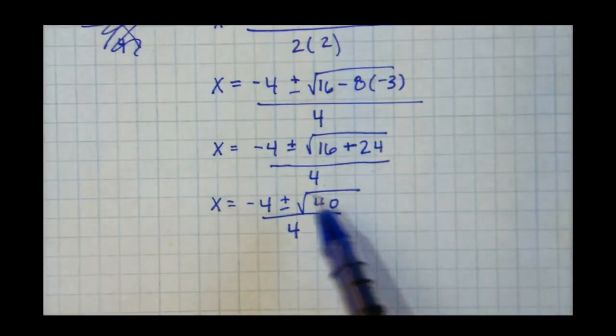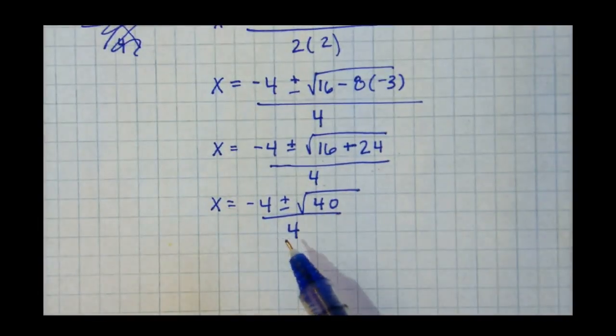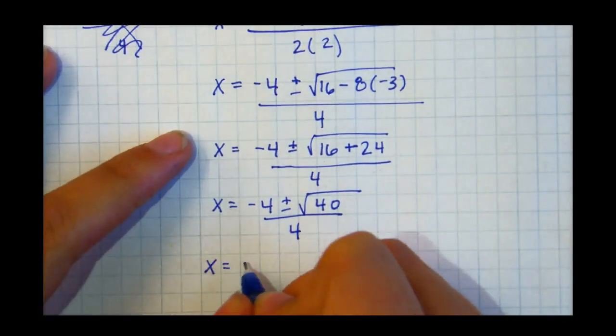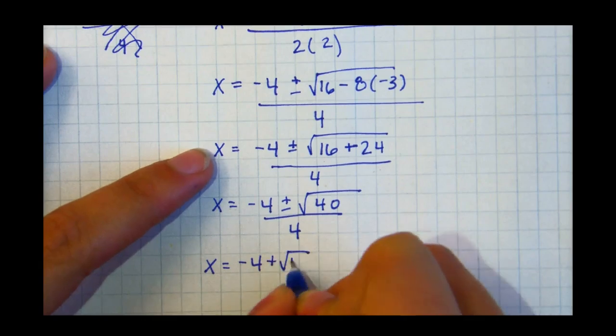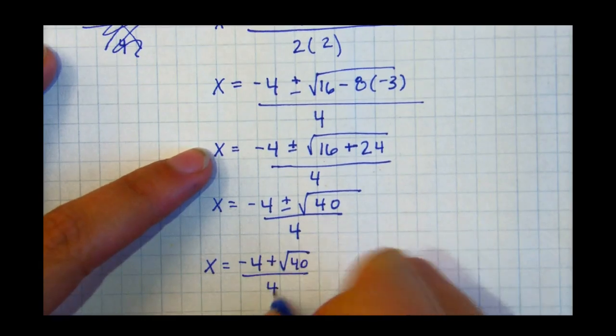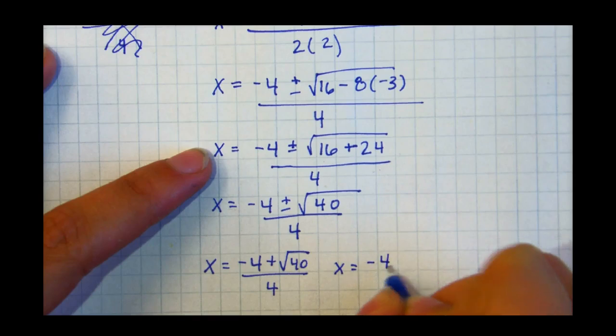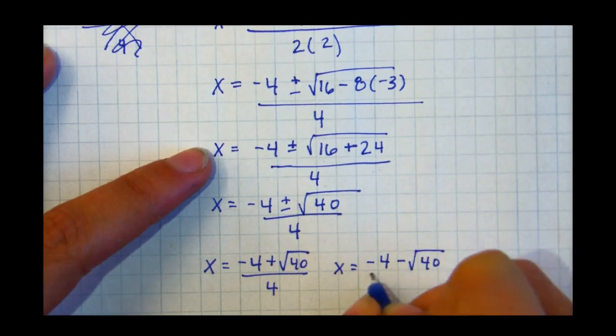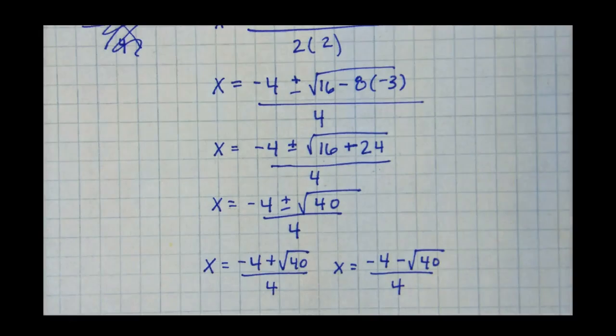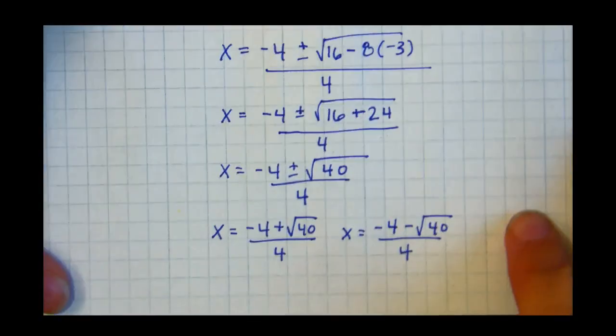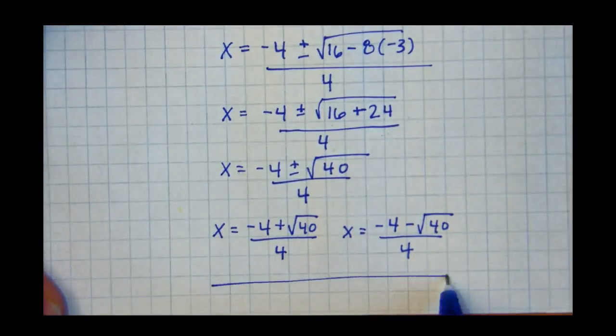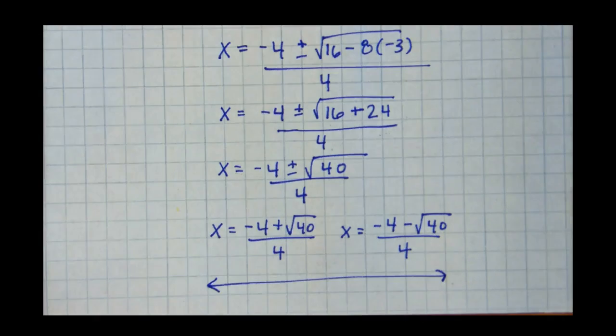And for these problems, you can leave this like this. You're going to have two different roots. So x equals -4 plus root 40 over 4, and x equals -4 minus root 40 over 4. Take a moment and identify, if you were to put these on a number line, which is going to be the smaller number, the one that's more to the left.